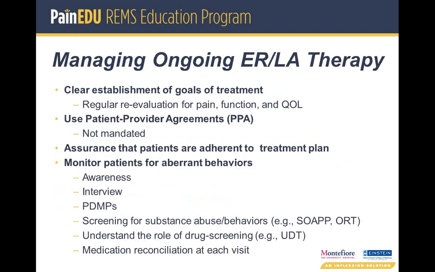With respect to managing ongoing therapy with ERLA opioids, clinicians have an understanding of clear establishment of goals of treatment, and strong urging by the FDA that there be use of patient-provider agreements, although this was not mandated or recommended to be mandated. But it was certainly underscored about their value, particularly from a documentation perspective as well, and assurance in some way that patients are being adherent to the treatment plan.